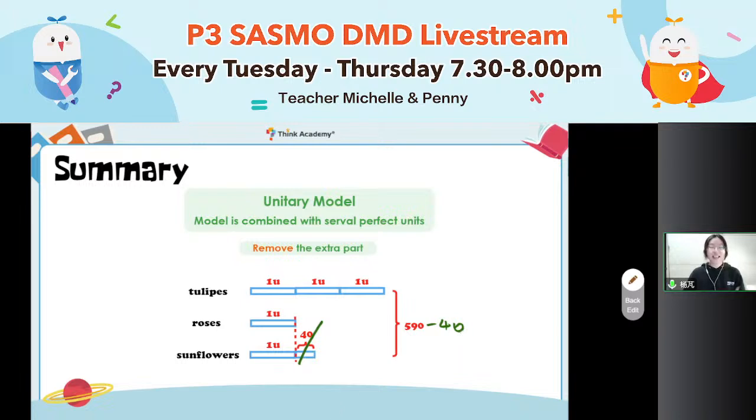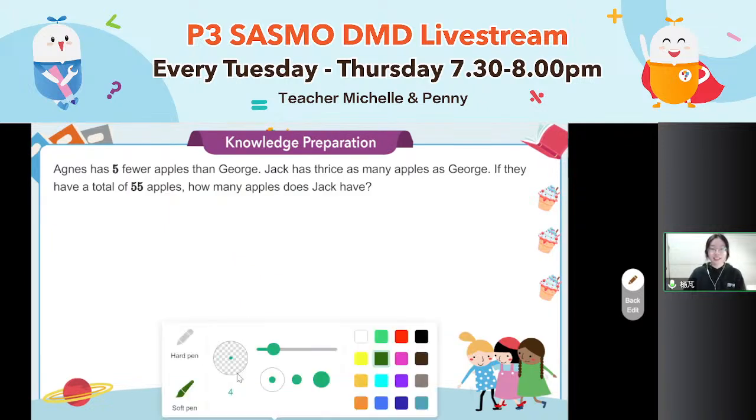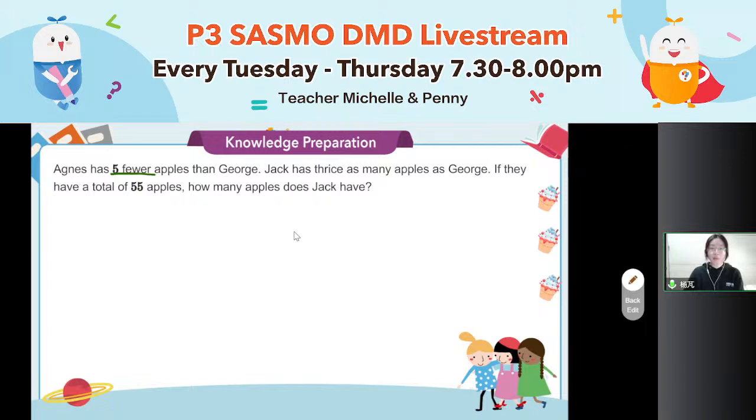Okay, get ready. It's the last question for our class today. Another type, it should be like this. Agnes has 5 fewer apples than George. Jack has thrice as many apples as George. If they have a total of 55 apples, how many apples does Jack have? This keyword is not 3 times, but it says thrice. Thrice means 3 times. Now with this question, first, can we make sure who can be 1 unit? Jack or George? A, George, B, Jack.